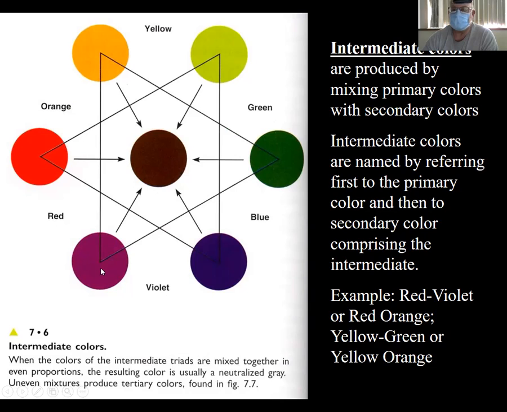So red-violet is this one here. This one over here would be blue-violet, because blue is the primary and violet is the secondary. This is a blue-green right here. And finally, when you're mixing yellow and green together, you get a yellow-green up here. The primary color name comes first, the secondary color name comes second, to name the intermediate color.